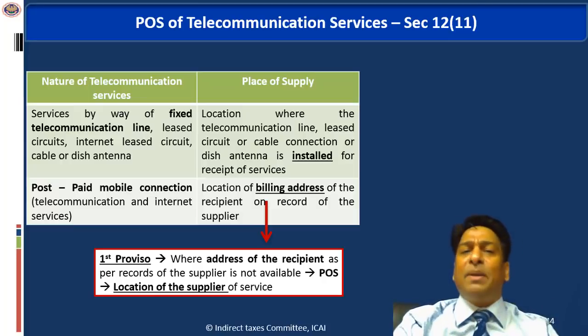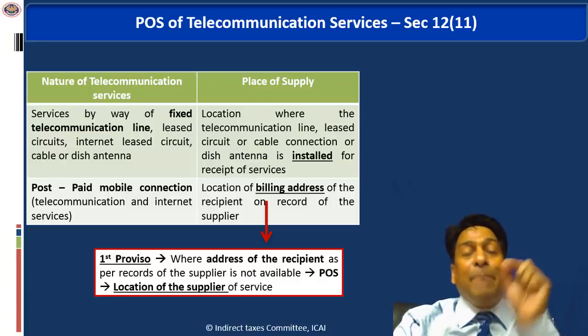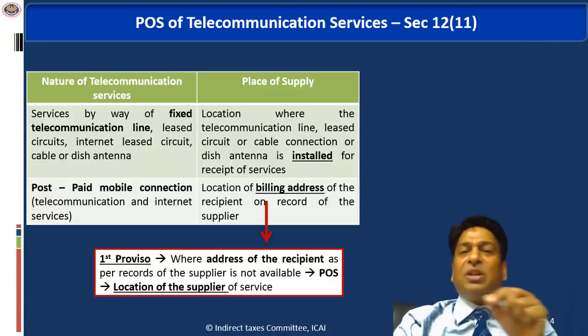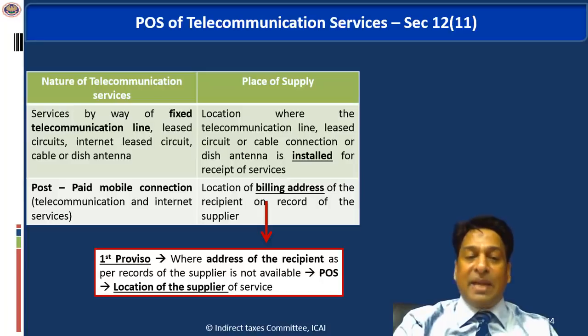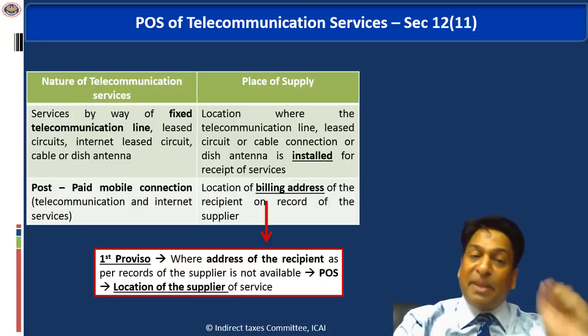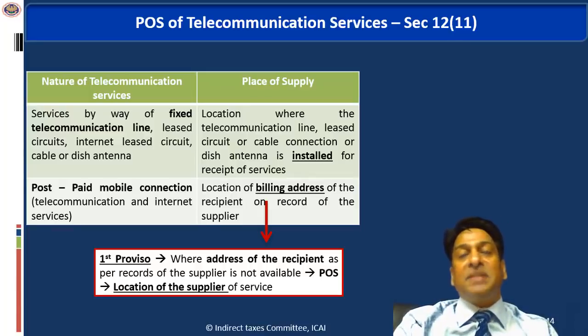In the instant example, Airtel is registered in Gurgaon, Haryana, which is the location of the supplier. Place of supply would be the billing address, the location of the billing address of the recipient, which is Delhi. Interstate should be leviable. That is what is mentioned in one provision. You have to keep in mind, where the address of the recipient as per the records of the supplier is not available, then place of supply would be the location of the supplier of service.